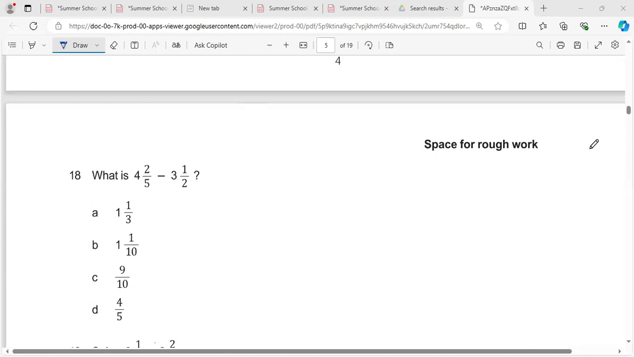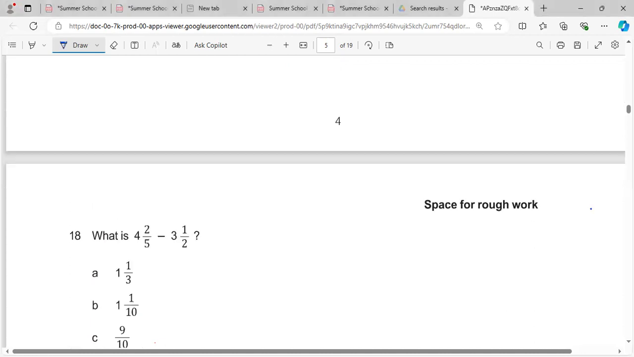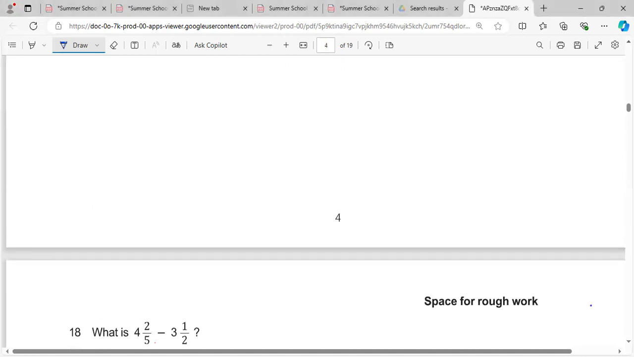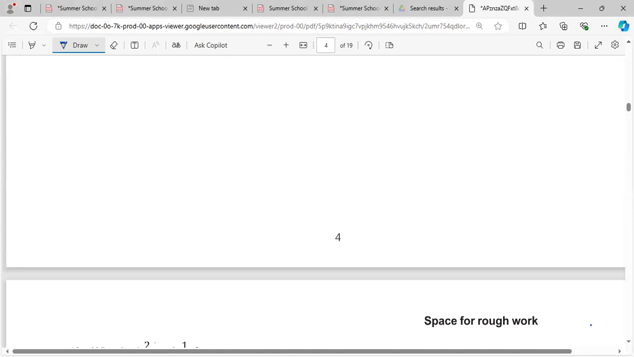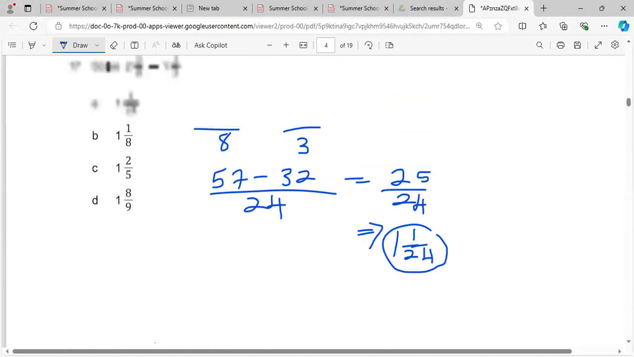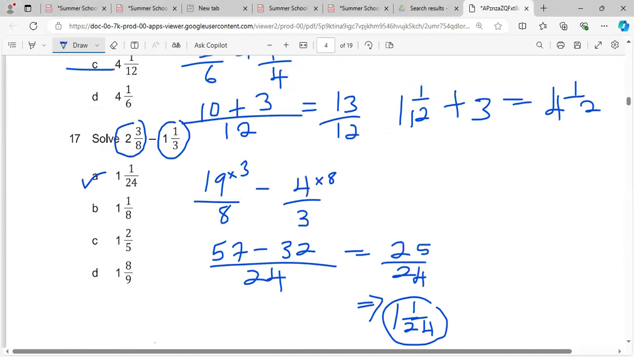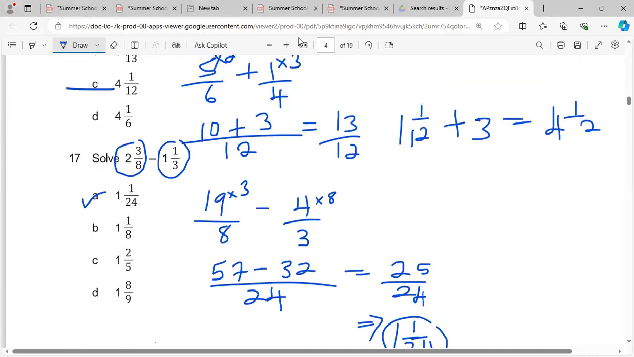I'm going to go back up. I suppose you can see everything. No. 4 and 2/5. Give me a second, guys. I'll soon go back there.